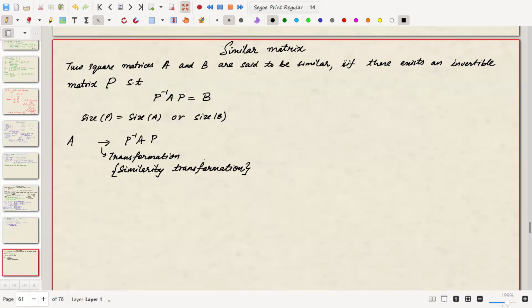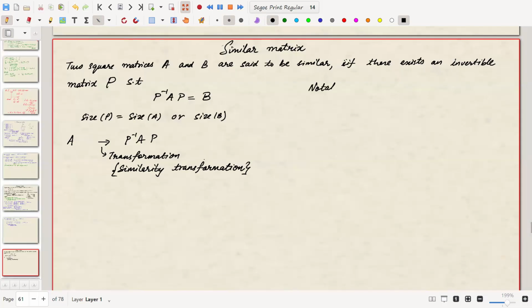Now there is another notation I would like you to know. If A is similar to B, instead of writing this whole line, A is similar to B, you can just write A with an approximation symbol and P. So this is a notation. If you want to say A is similar to B, you can just write it like that.